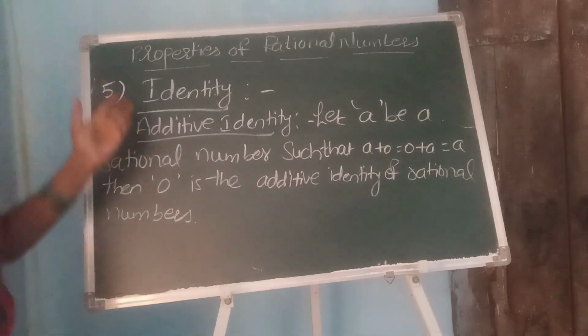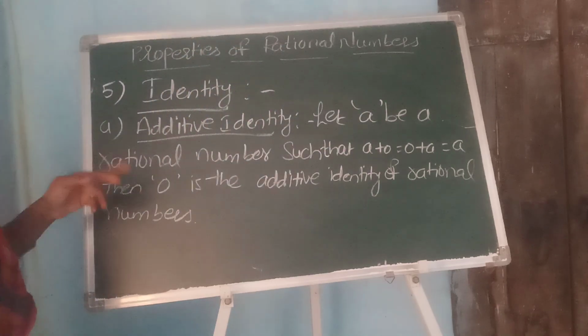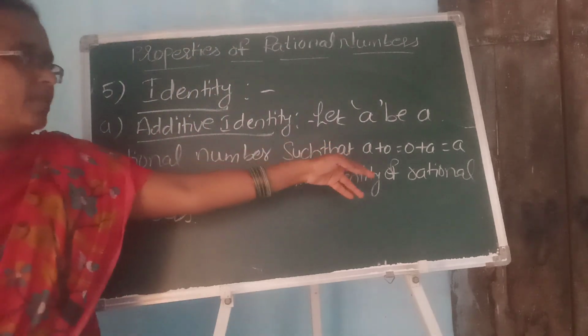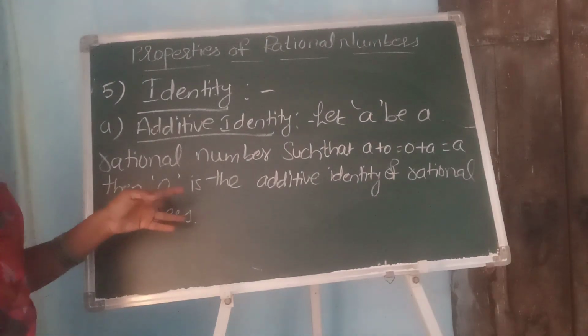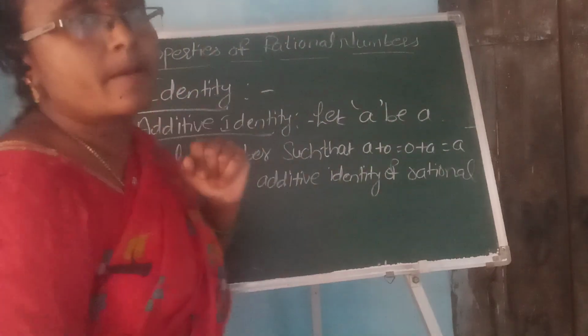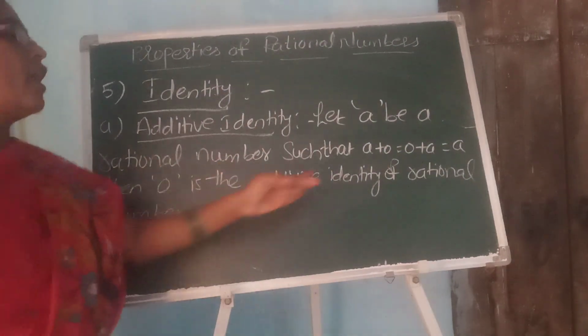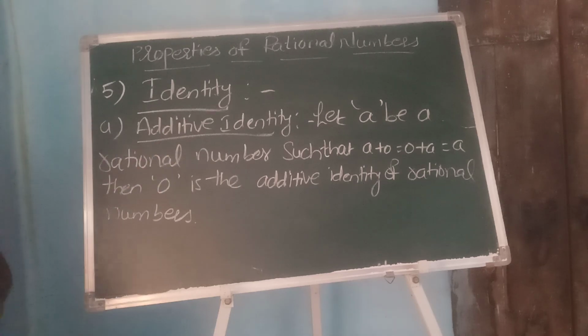So see here, additive identity, the rule: let A be a rational number such that A plus 0 is equal to 0 plus A is equal to A. Then as we are adding 0 here, we get the same rational number. Then 0 is called the additive identity of the rational numbers. And if we go for the multiplicative identity, similarly, change the plus symbol into multiplication.